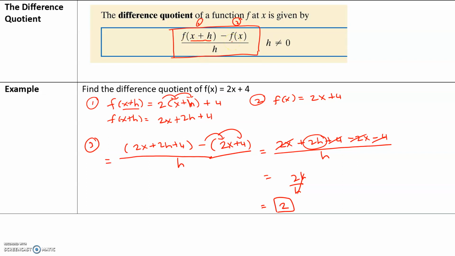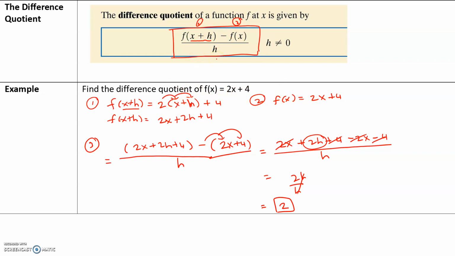Now this concept can be kind of tricky. We'll go over this again in class. So just kind of think about, where did I get the 2x plus 2h plus 4 from? Because in the formula, we always have to find f of x plus h. That is fixed. Anytime you see the term difference quotient, f of x is just given to us. That's equal to 2x plus 4. And then in the third step, we just put it all together.